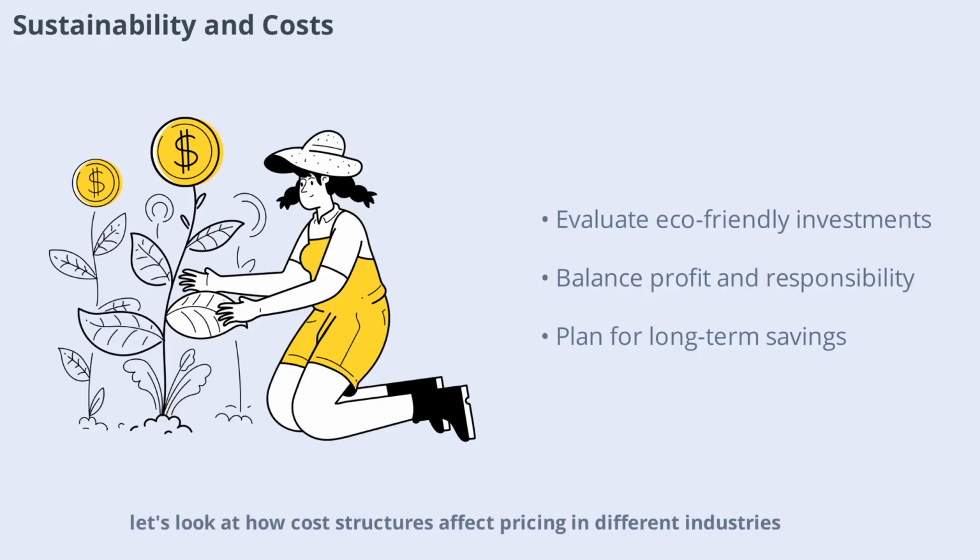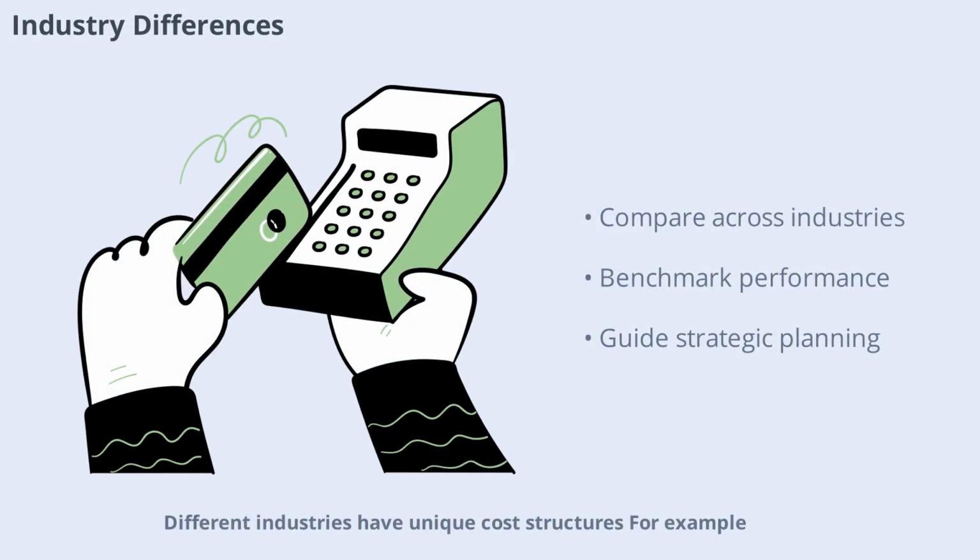Next, let's look at how cost structures affect pricing in different industries. Different industries have unique cost structures. For example, manufacturing often has high fixed costs, while service industries may have higher variable costs. Understanding these differences is key for benchmarking and strategic planning. Cost curves provide a universal framework for comparison.